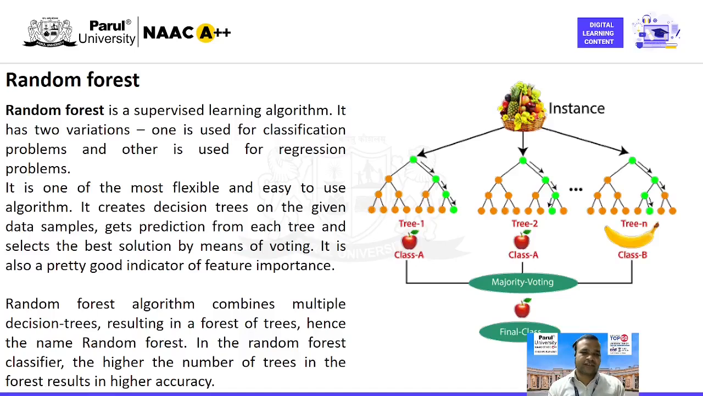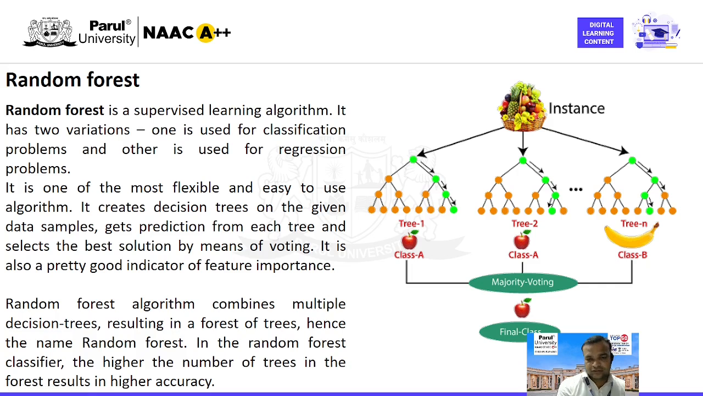Now, random forest model. Random forest is a supervised learning algorithm. It has two variations: one is used for classification problems and the other for regression problems. We already know about classification and regression problems. It is one of the most flexible and easy to use models.